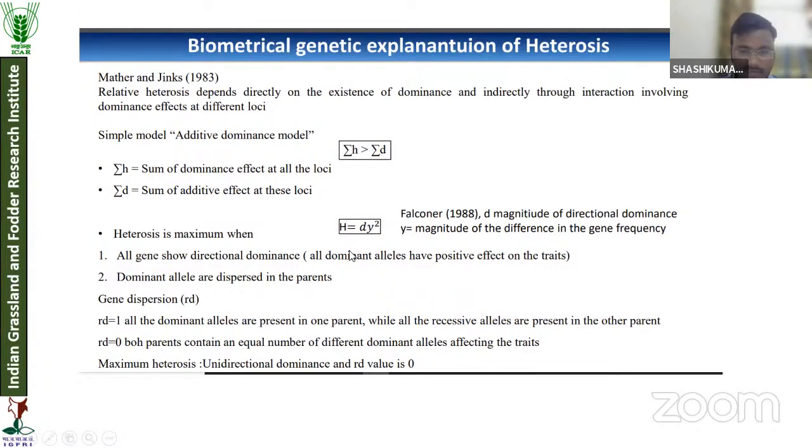If RD is 1, that is, all the dominant alleles are present in one parent while the recessive ones are present in the other parent. In such a condition, you don't get maximum heterosis.